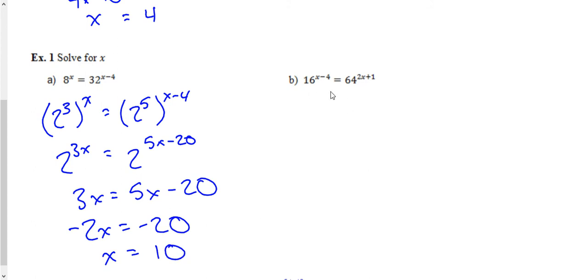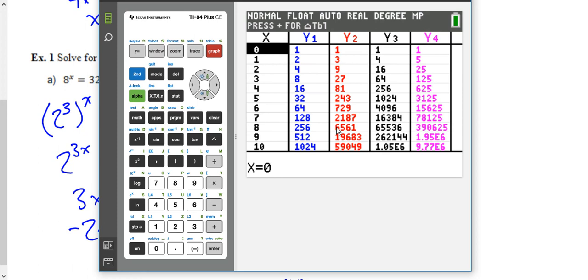On this equation here, I'm looking for 16 and 64. I see 16 and 64 right here in base 2, but I also see 16 and 64 here in base 4. I can use either answer and they should net me the same result.